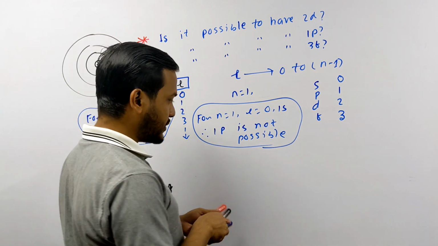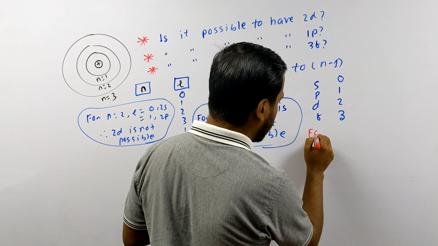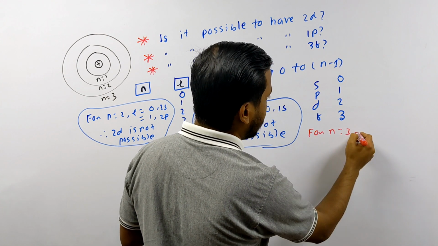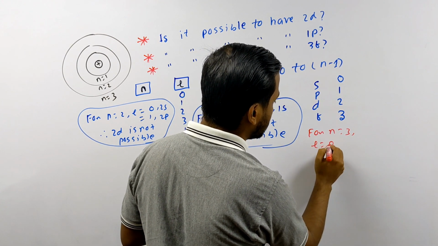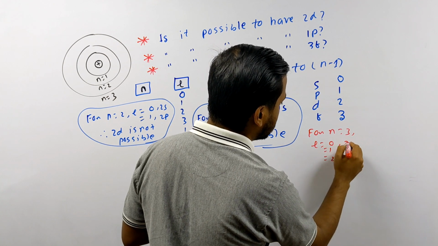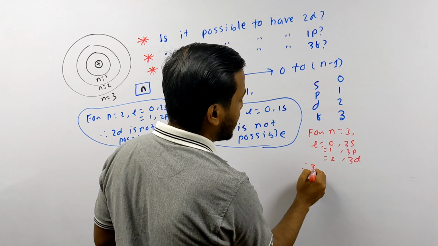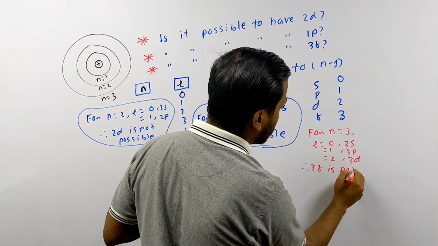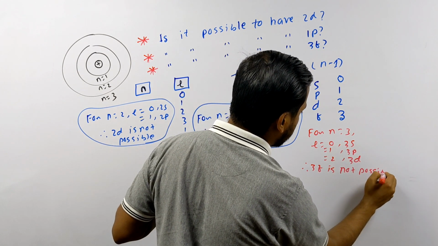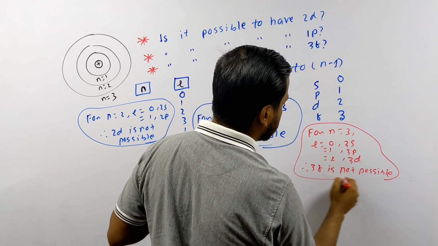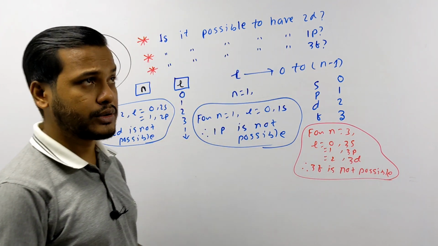Similarly, for n equal to 3, L is equal to 0, 1, 2. This is 3s, 3p, 3d. So 3f is not possible. These are very important questions for your basic knowledge.